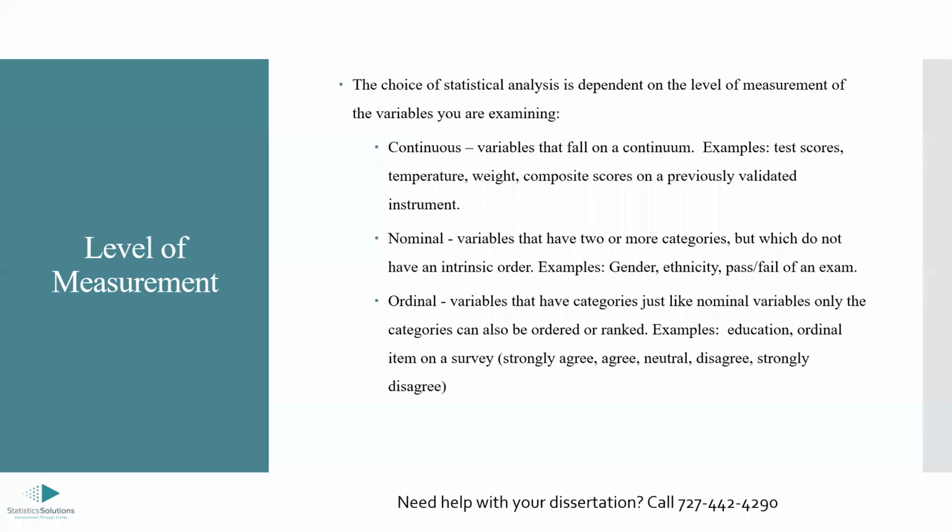So a continuous variable is a variable that falls on a continuum, such as test scores, temperature measured in Fahrenheit or Celsius, weight measured in pounds, composite scores from a previously validated instrument. So if you're following scoring instructions from a previously validated tool, typically if you're using Likert scale data, you'll take an average or a sum of several items to generate a composite score. That composite score is a continuous variable.